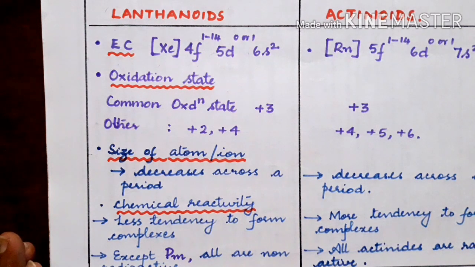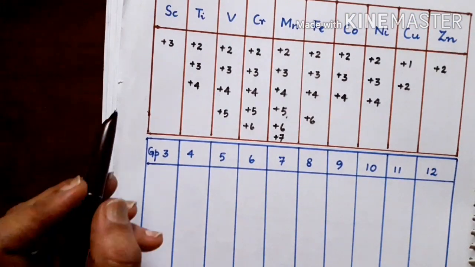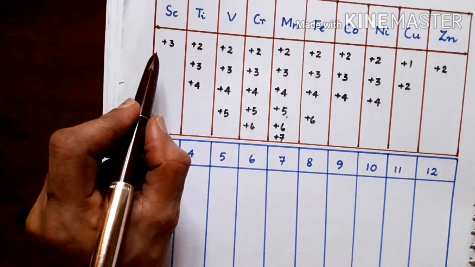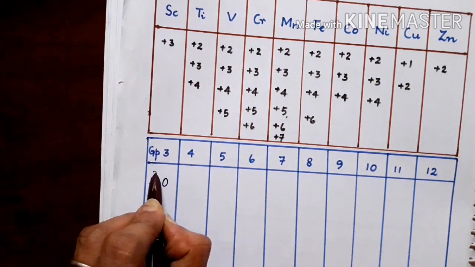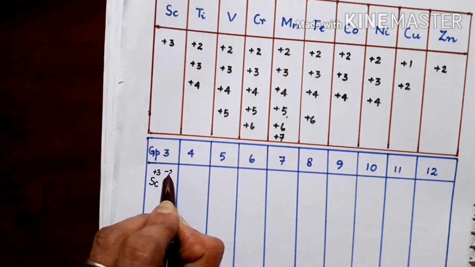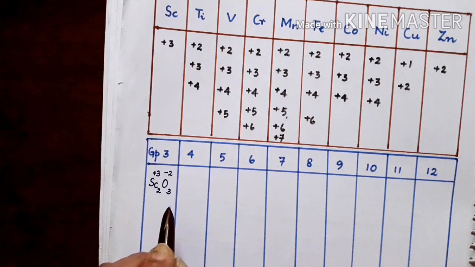Coming to the next one, that is some more properties of d block. We are going to learn the different types of oxides and halides formed from the 3d series. Take the first case, scandium. Scandium will show the +3 oxidation state, due to which it can form the oxide of the type Sc with +3 and O with -2. So the formula is Sc2O3. Hope it is clear.